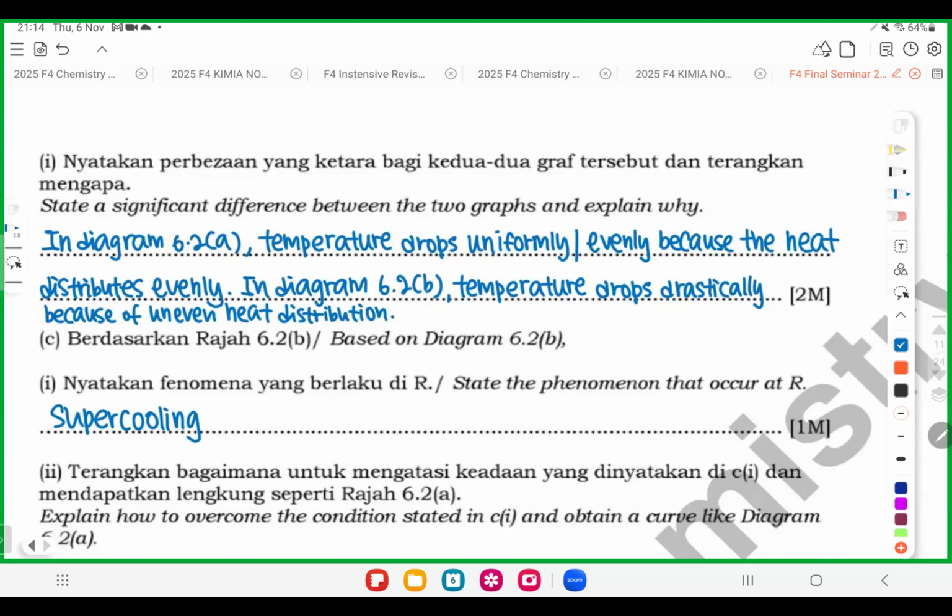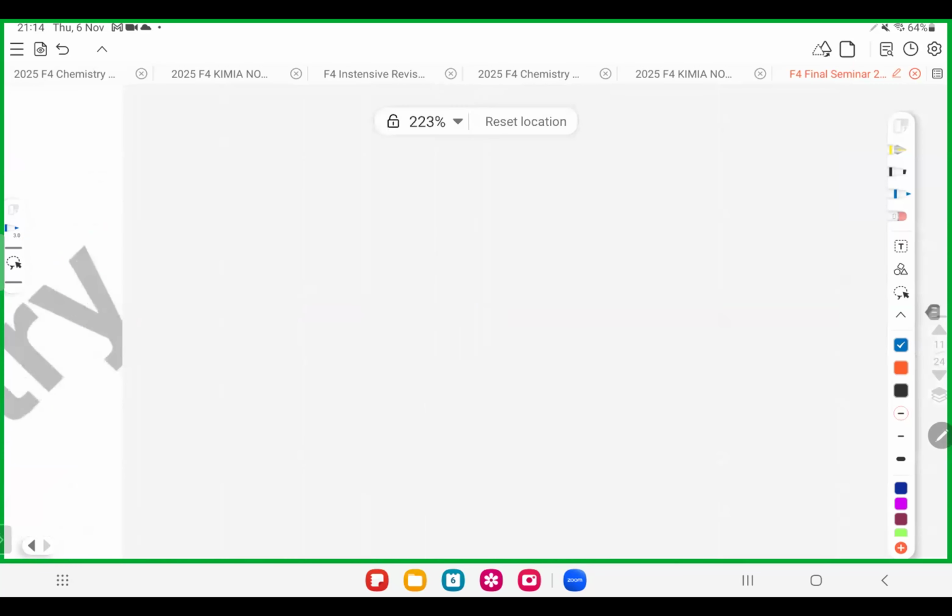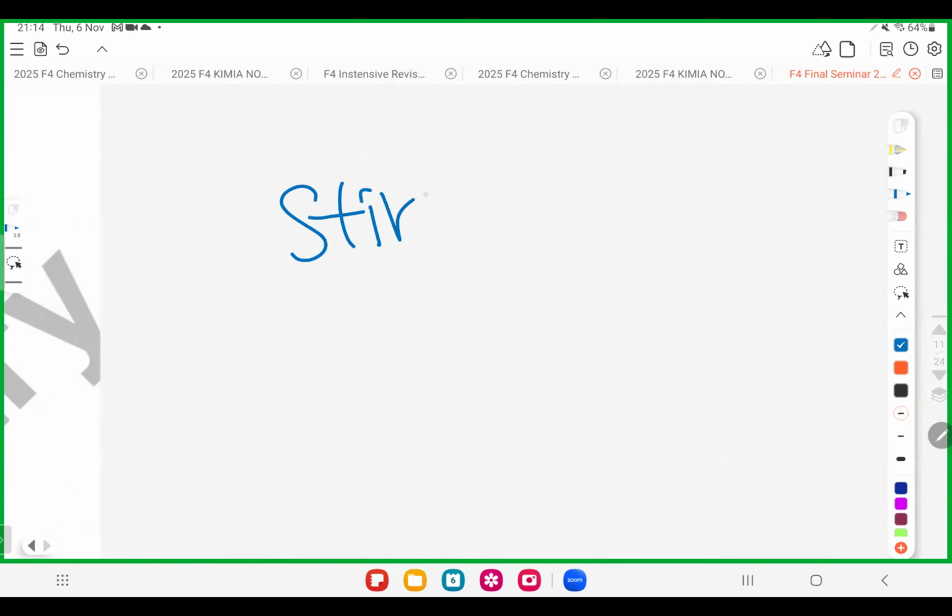All right, so guys, many of you write stir. Nothing wrong, but what's the problem, everyone? I always mention this in my Zoom class: the examiner is not your father, not your mother, not your best buddy. They don't know what you want to say. If you only write stir, I can give you zero. First of all, what do you want to stir? You want to stir Milo? You want to stir coffee? No, right?